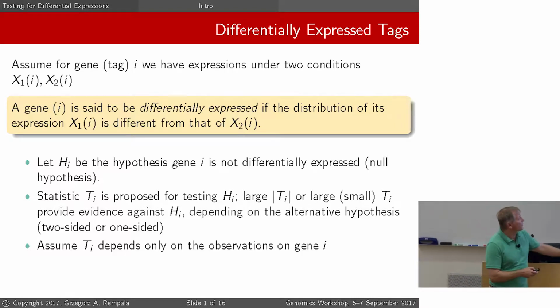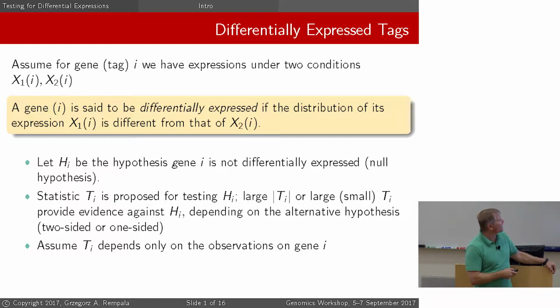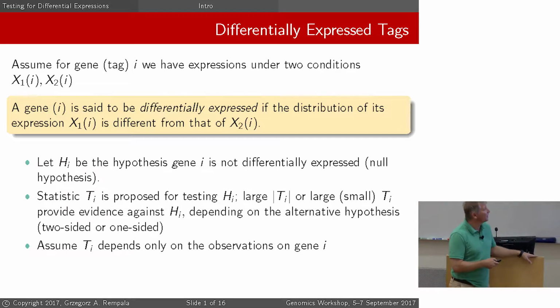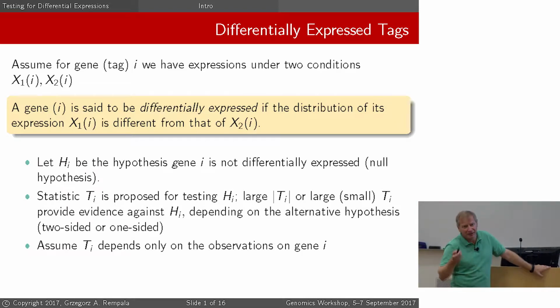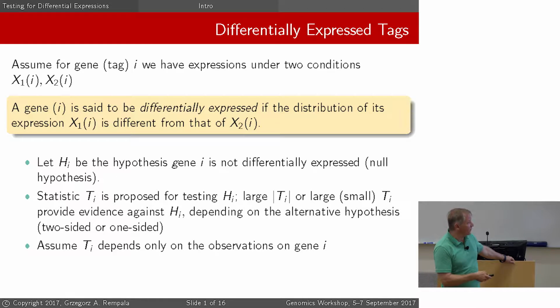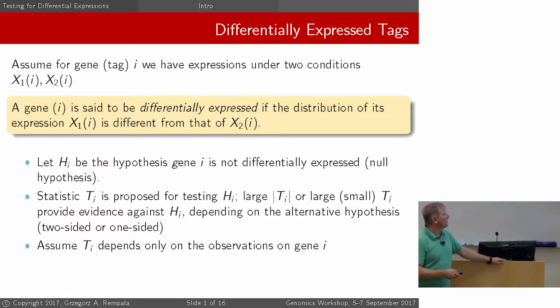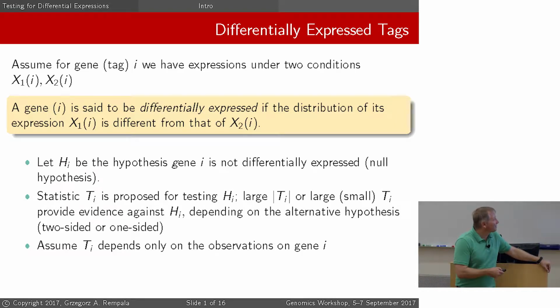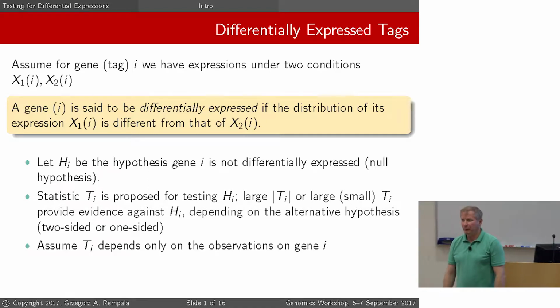So if you have a hypothesis that a particular gene or tag is not differentially expressed, then you can use some statistic, some calculation based on observing the quantity of that gene under different conditions, to try to test that hypothesis. This is basically what we do in statistics all the time. Let's call this statistic Ti, and let's assume that it only depends on the observation of gene i. This is okay, but as I said in my earlier lecture, this will only tell you something about the particular gene, and in a sense it's throwing away all the other information about everything else that's happening with your other genes or tags.